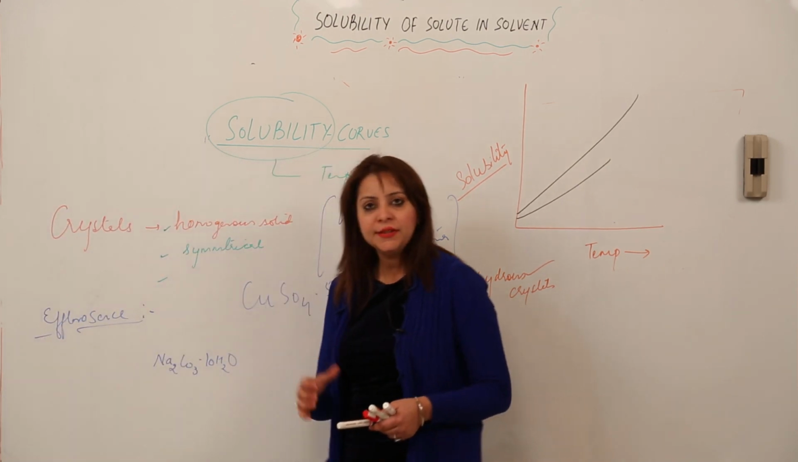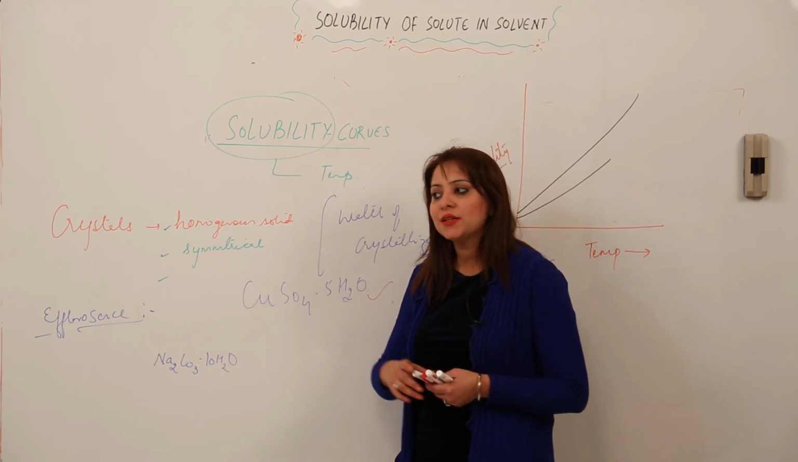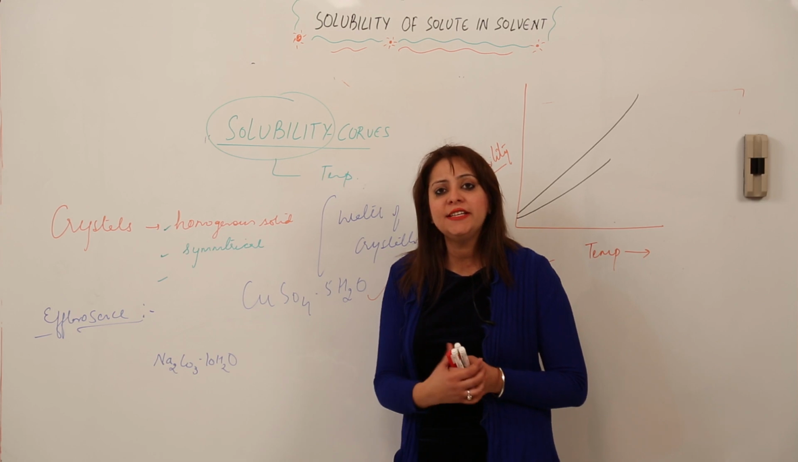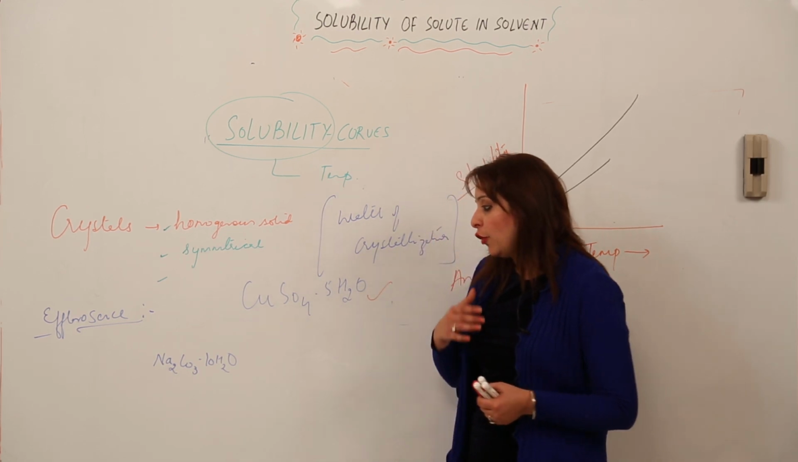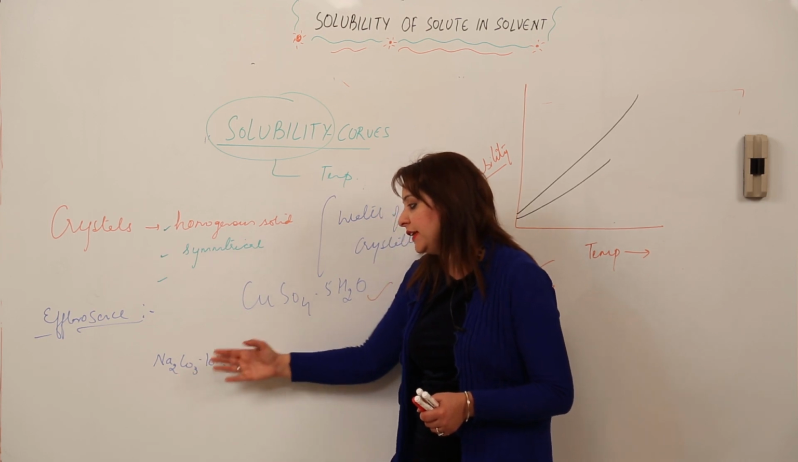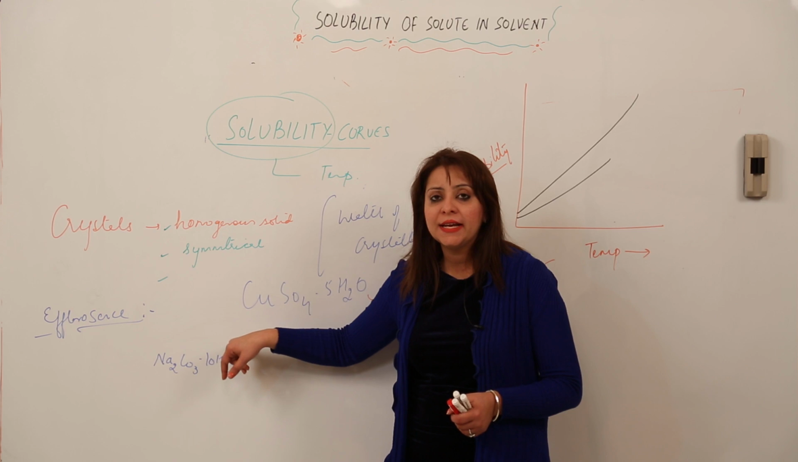Washing soda has great importance. It is used in the glass industry. It is also used in detergents, because it has a cleansing action too. The formula which denotes washing soda is Na2CO3·10H2O. You see this 10H2O, which means it has water of crystallization.